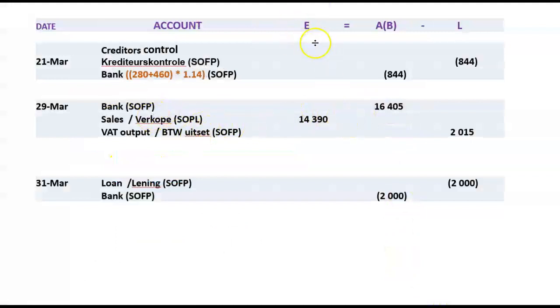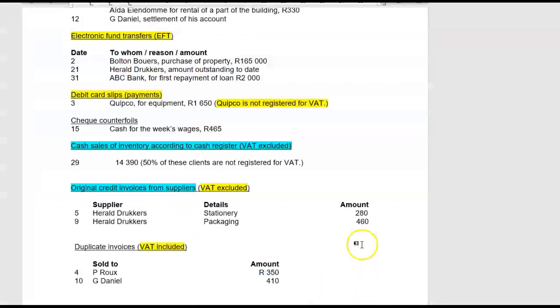So sales will increase equity. It's a credit against equity, it's the income account, 14,390, statement of profit or loss. VAT output will be 15% on the 14,390. Liability increase, credit 2,015, and the two of them together will be my total amount that I've received in my bank account. So my assets will increase with 16,405 as per my statement of financial position.